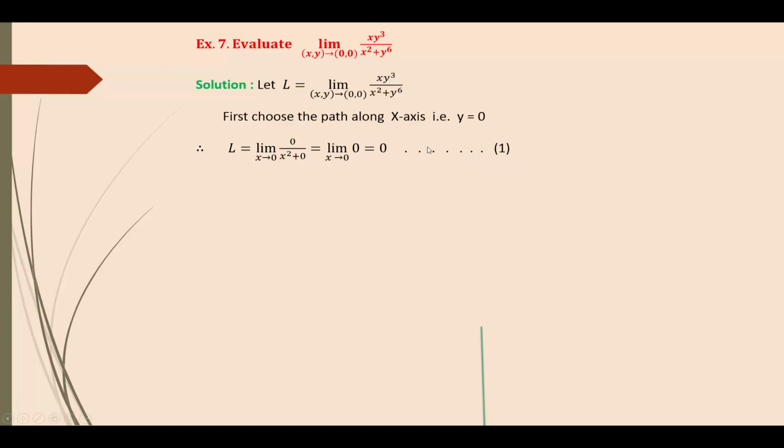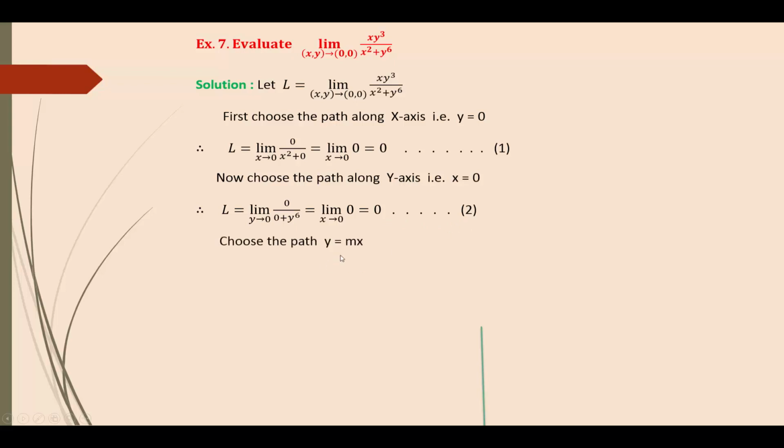Now secondly, choose the path y-axis, that is x equal to 0. Put x is 0 in given limit, so L equal to limit as y tends to 0. Put x is 0, so 0 upon 0 plus y raised to 6 and equal to limit as y tends to 0 of 0 and is equal to 0. Denote this as equation number 2.